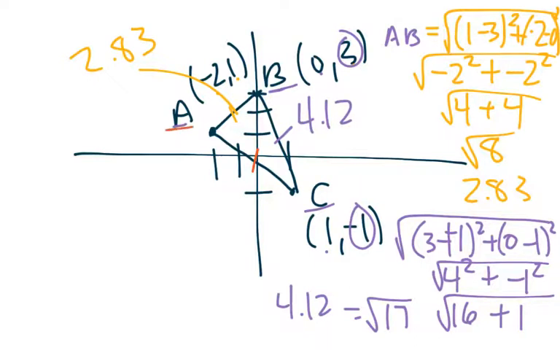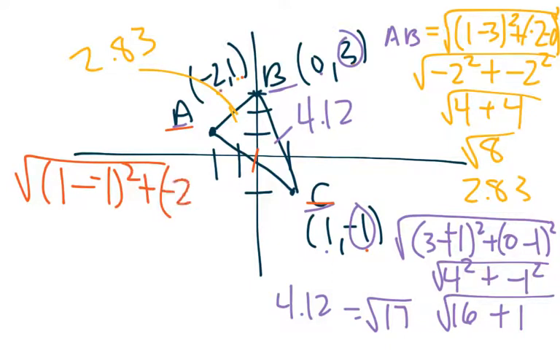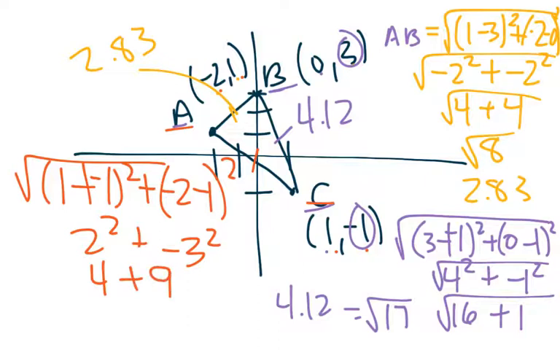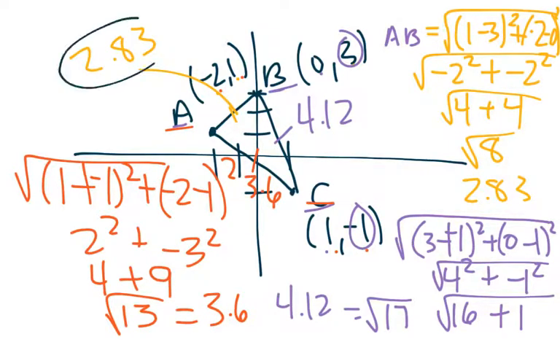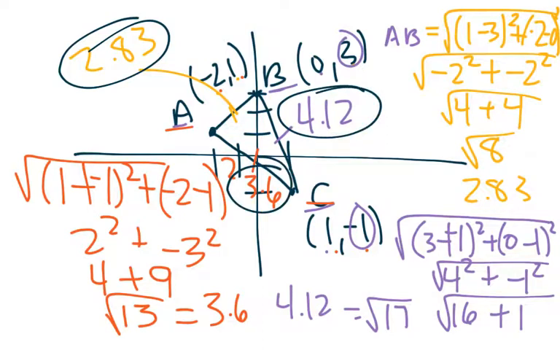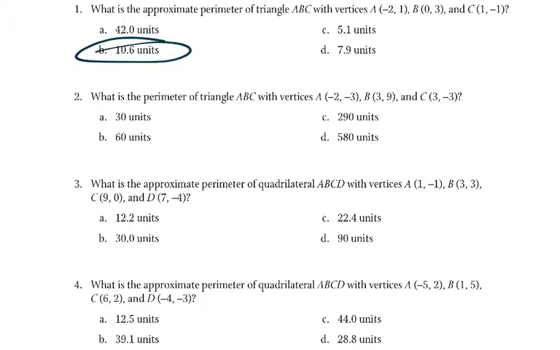Okay, then the last one, a and c, we would go square root of y value 1 minus y value negative 1 squared plus x value negative 2 minus x value 1 squared. So we get negative 3 squared plus 2 squared. 2 squared is 4, negative 3 squared is positive 9, so we get the square root of 13, which is about 3.6. So we'd have 3.6, so we add these all together. So 2.83 plus 4.12 plus 3.6, which all together gives us about 10.55, which if we round up to tenths would be B, 10.6. Alright, number 2, same idea.